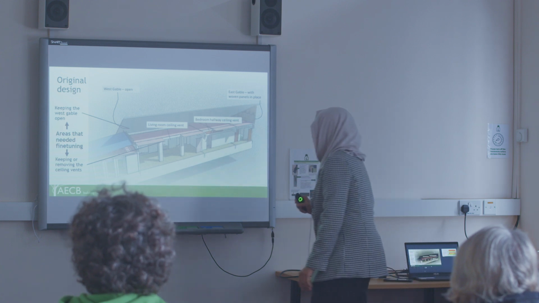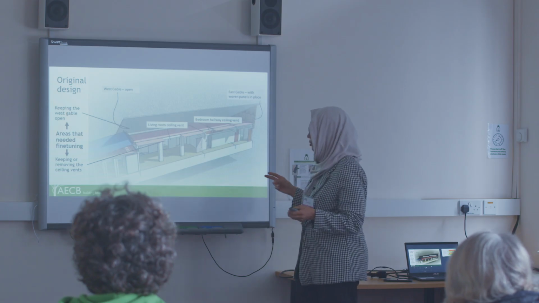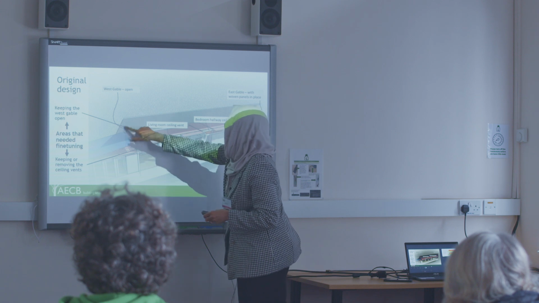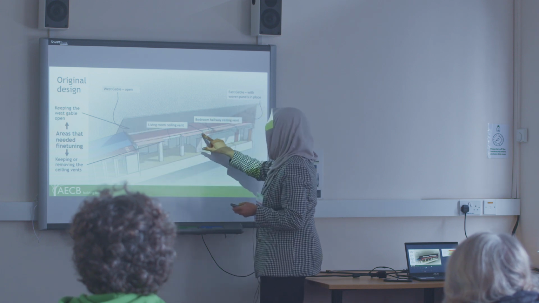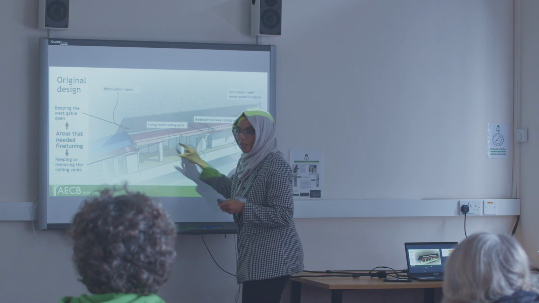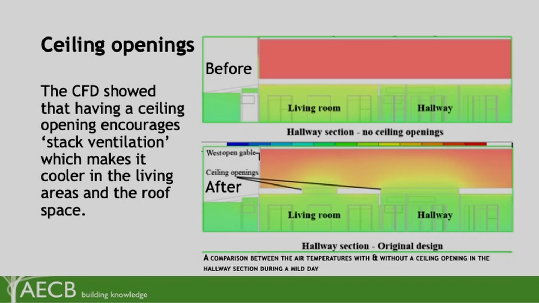So in the initial design of this unit, there's ceiling openings here, and both sides were opening. And we wanted to make sure, is that actually working? So the 2 questions that we wanted to solve was, do we keep both openings, or do we let one closed, or do we keep these ceiling vents open? And first question is ceiling openings. We wanted to make sure, are they actually helping?